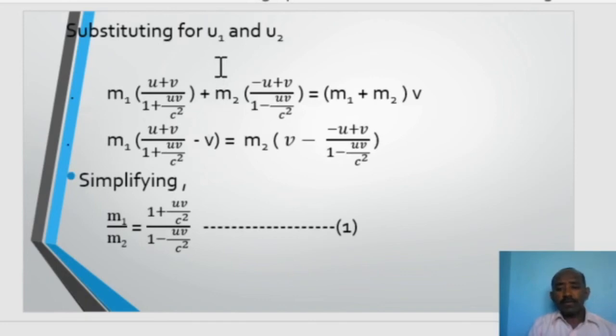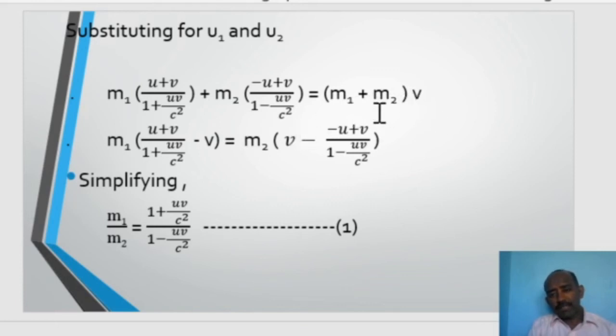Now substitute for u1 and u2 in the law of conservation of momentum expression. We are substituting for u1, that is (u plus v) by (1 plus uv by c square), and here we are substituting for u2. Now we are rearranging the terms, so m1 v plus m2 v is on the right-hand side.